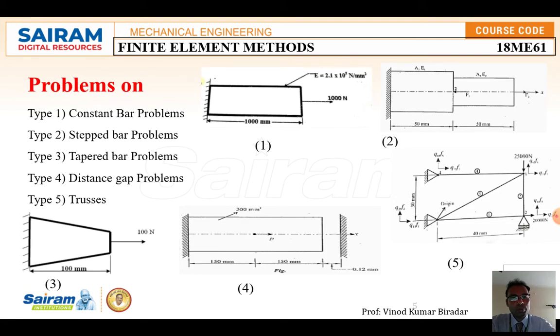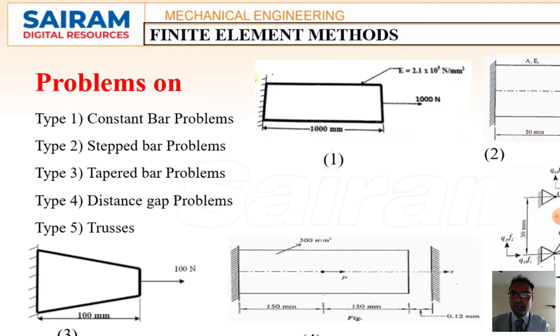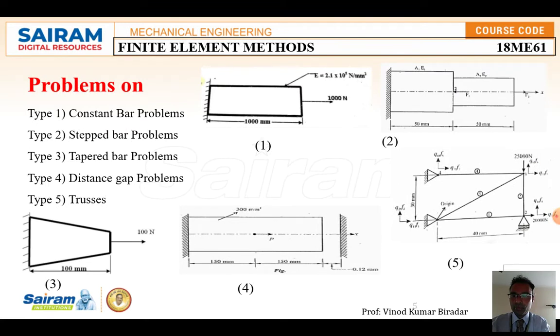Now coming to the problem section. In module 2 you have 5 different types of problems. Type 1 is constant bar problems, type 2 is stepped bar problems, and type 3 is tapered bar problems, also called varying cross section. Type 4 is distance gap problems. Type 5 is trusses. These are the different types of problems you have to solve in the theory class. If you become perfect in these problems, you can get more than 20 marks in module 2.